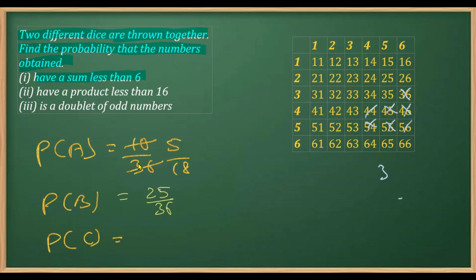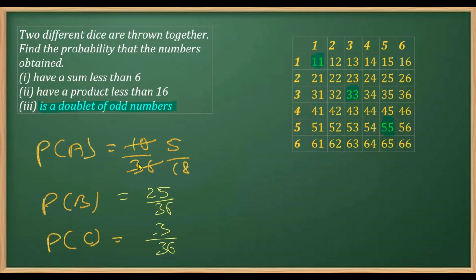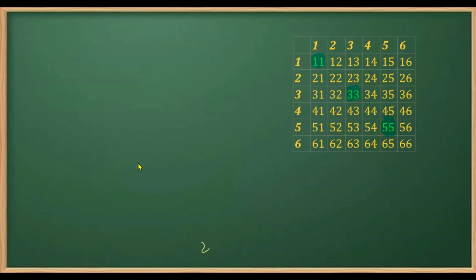Next, the third part. It is a doublet of odd numbers. It's not just a doublet, we have to get a doublet of odd numbers. So it has to be 1, 1, ignore 2, 2, 3, 3, ignore 4, 4, 5, 5. That's easy. That is 3 out of 36, which can be reduced to 1 over 12. That's how we'll do the third question. So out of 7, we have done 3 of them.